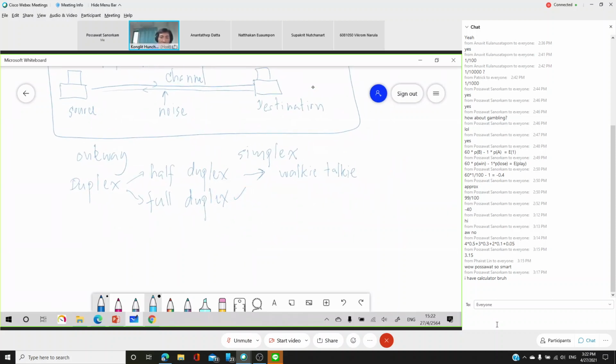So you know the terms simplex, full duplex, half duplex. When we buy network equipment, you're going to see these terms. But I believe now we have all full duplex equipment. Before, when you bought a hub or switch, there was a half duplex switch.